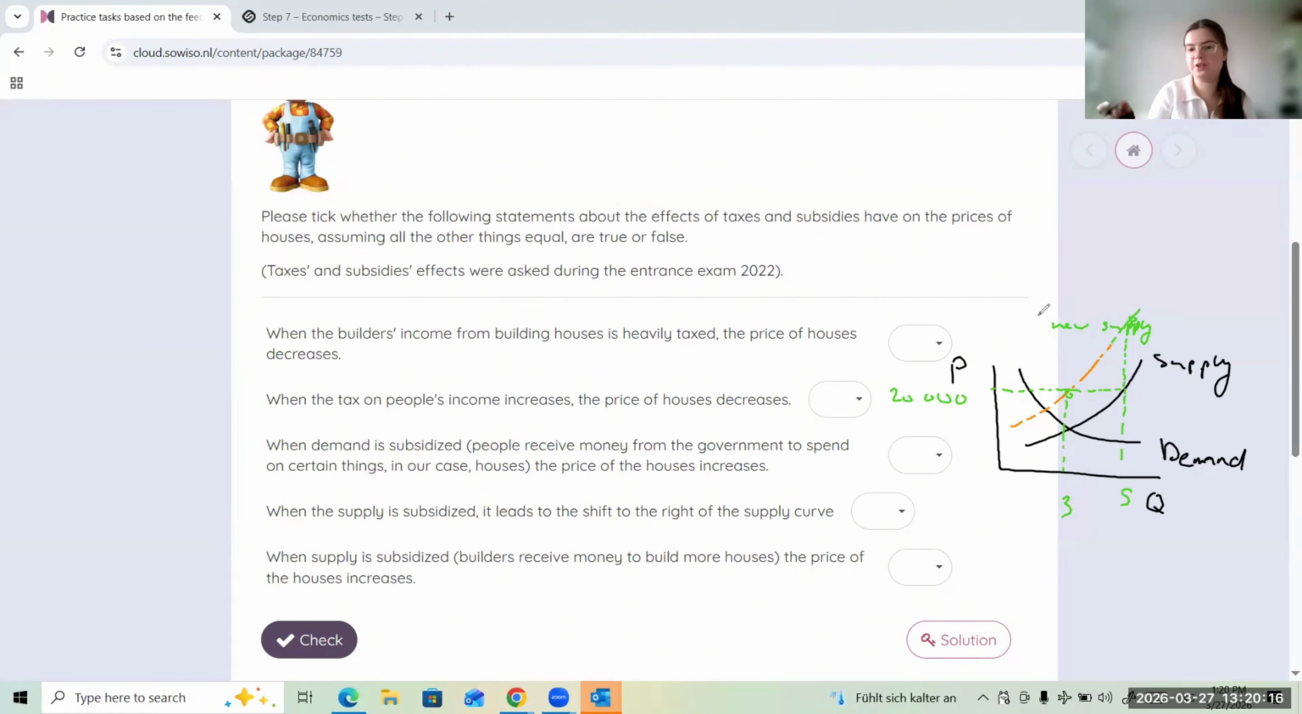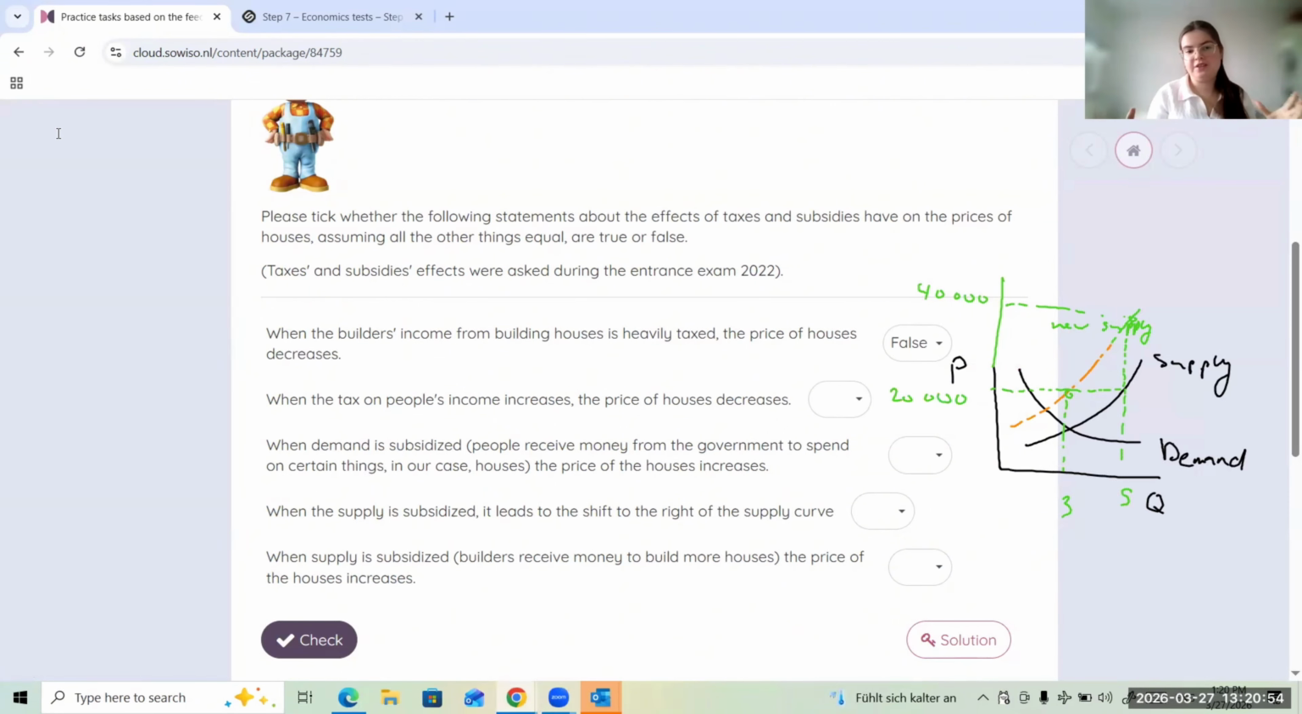So the price to get the same 5 houses as before, if you want to keep the same quantity, has increased quite a lot. Here you either look at the same price but new curves, or the same quantity and you look at different curves. Both are fine. And here you can see that for 5 houses, you will now pay not 20,000, but let's say 40,000. So to equal out the heavily taxed income, they will just raise the price of houses. So the price of the house will increase, therefore the statement is false.